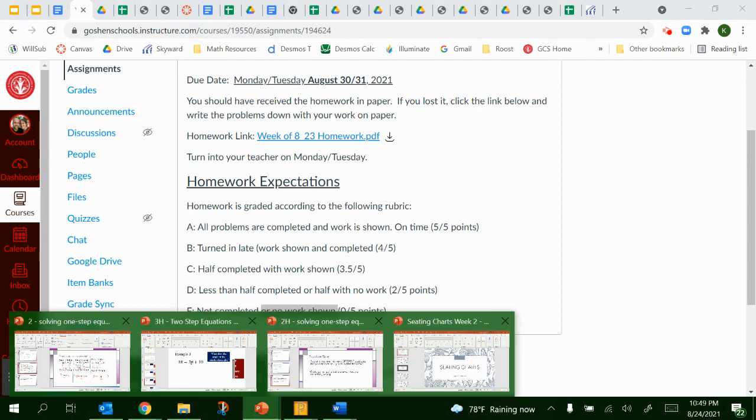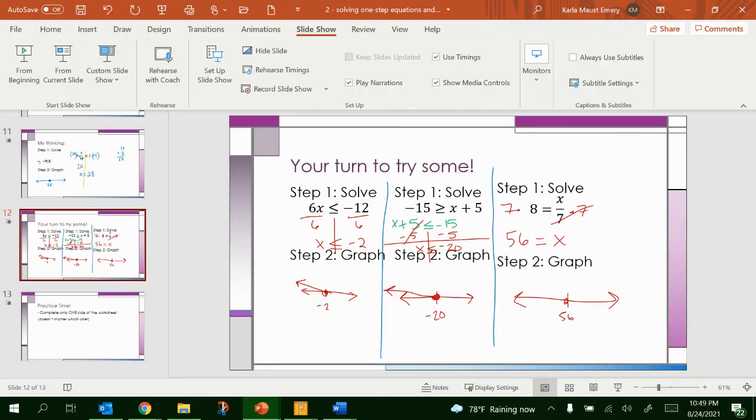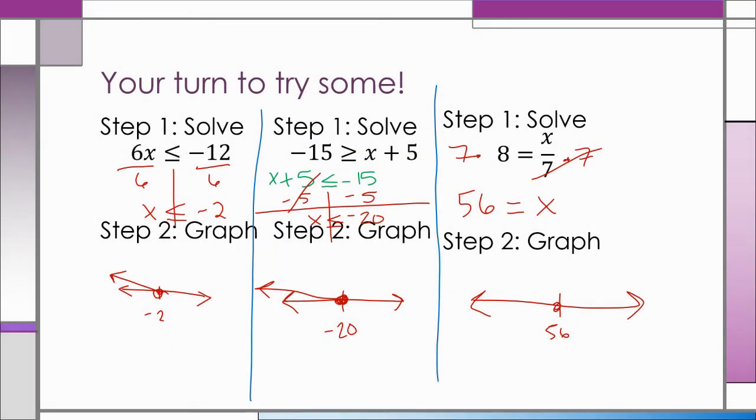All right, let's check back and look at your answers. So on the first one, you should have gotten x is less than negative 2, and you should have graphed it like you see. For the second one, you should have gotten x is less than or equal to negative 20, and graphed it like I've shown. And then for the last one, you should have gotten 56 equals x, or x equals 56, and graphed it like I've shown. If you have questions, please email me.